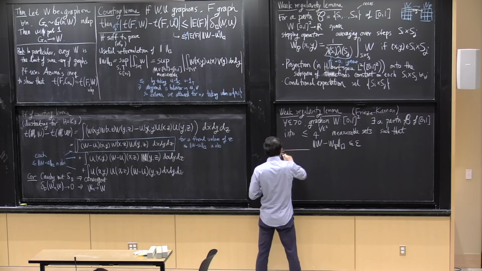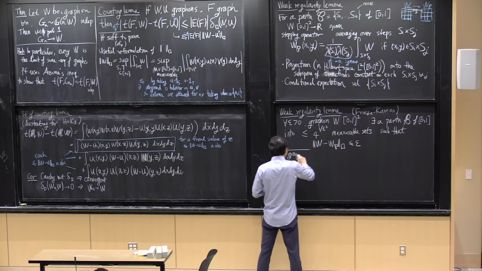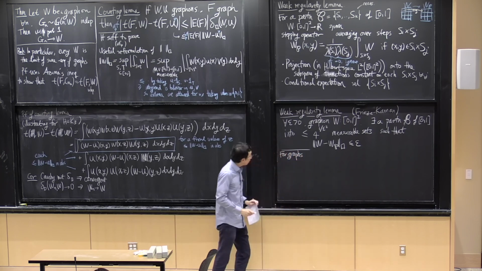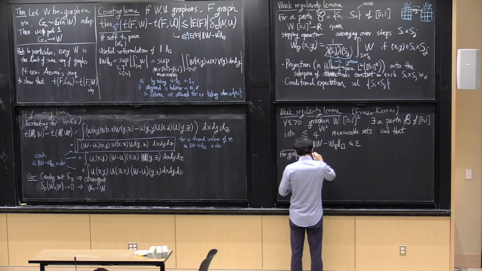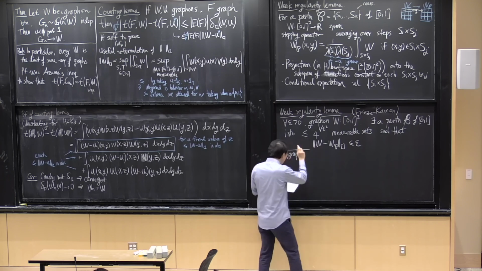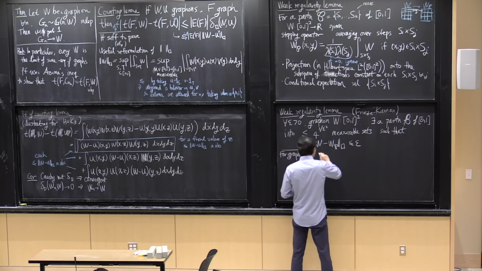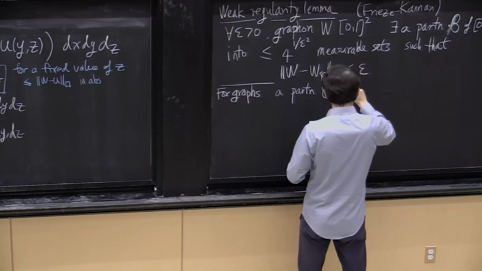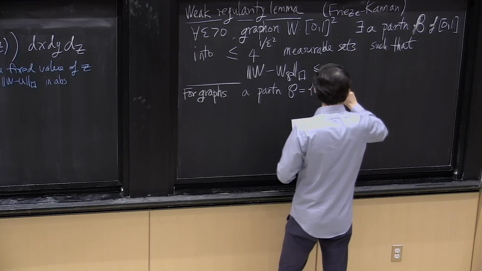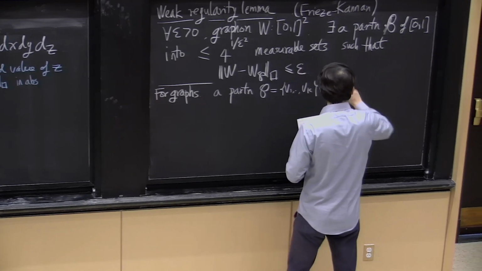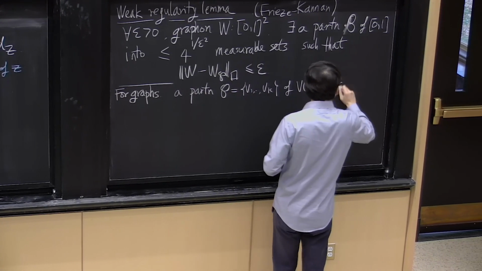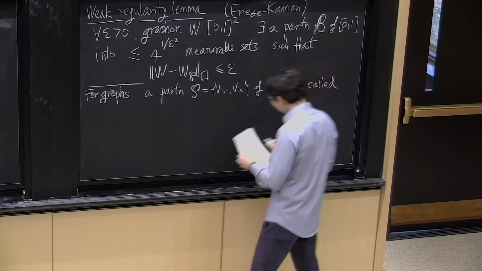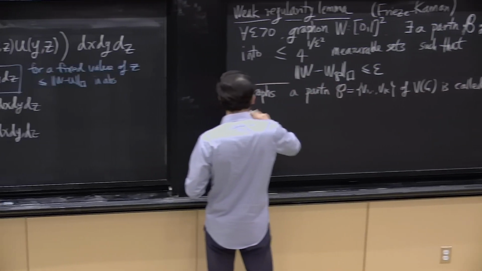So for graphs, the weak regularity lemma says that, for graphs, let me define a partition P of the vertex set is called weakly epsilon regular.